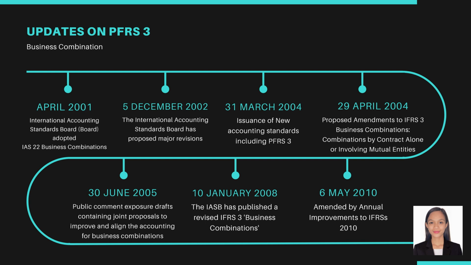Let's jump to 2002. On December 5, 2002, the International Accounting Standards Board has proposed major revisions. So, ano nga ba itong mga revisions na to? They propose major revisions to its standard on accounting for business combination and intangible assets. However, we are going to discuss only the business combination updates or revisions. The most significant proposals are to prohibit the use of the pooling or uniting of interest method of accounting for business combinations, and to require that goodwill and other intangible assets with indefinite lives be tested for impairment but not amortized. Pooling has already been banned in Australia, Canada, Hong Kong, New Zealand, and the United States.